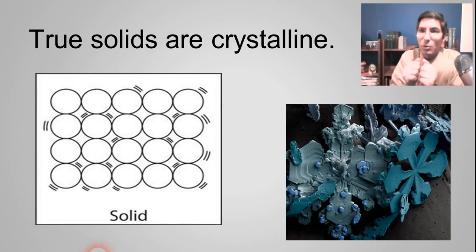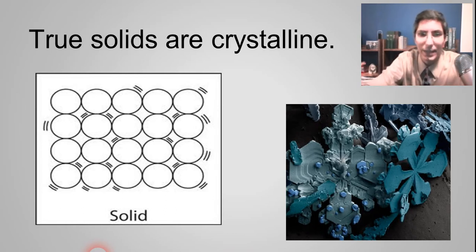You actually have this very orderly pattern, this crystal lattice, as it's sometimes called, in a solid. And that's why we have these very nice and neat, orderly patterns in the atoms and the molecules here of a true crystalline solid. Now, how about a liquid?